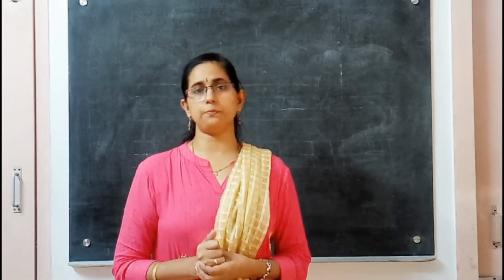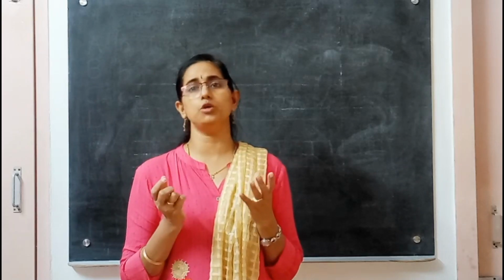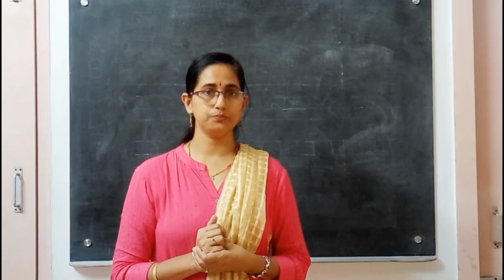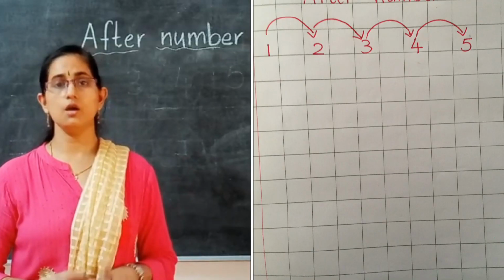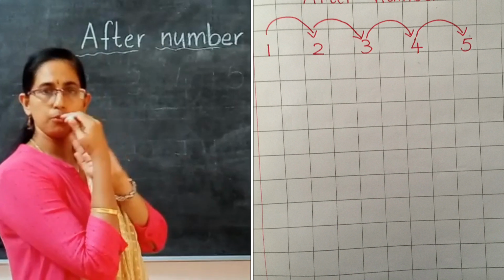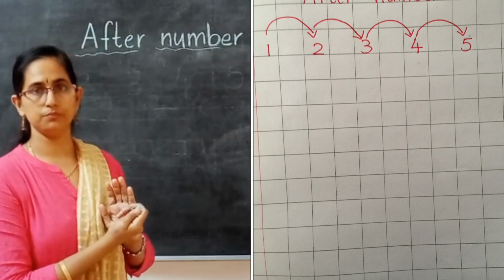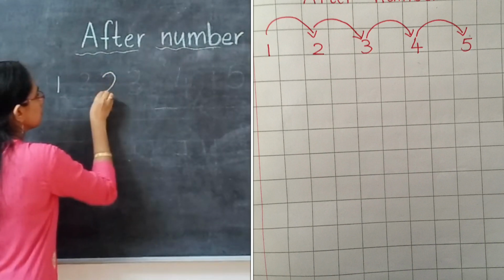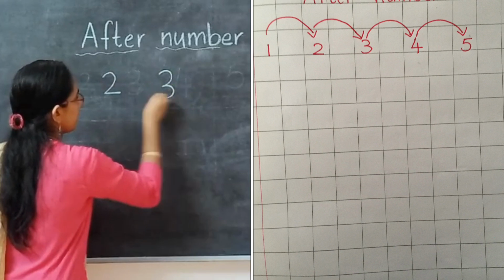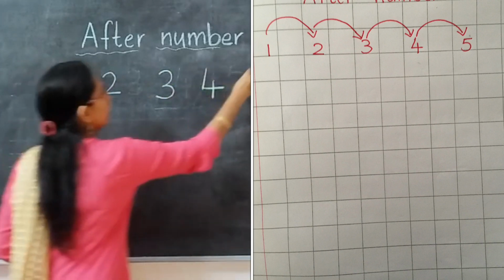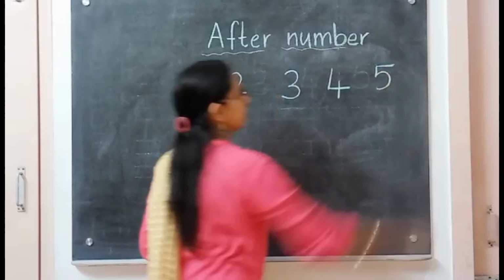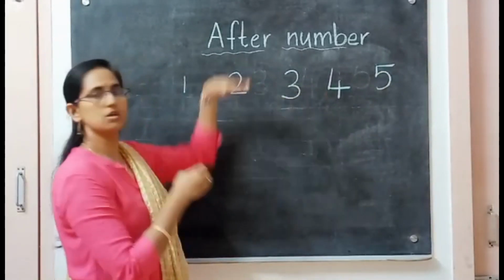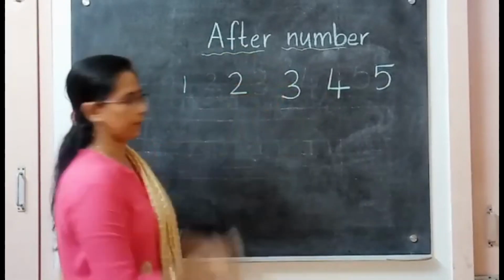Before teaching this concept, please make sure that your child is able to identify the numbers, the number sequence and the number value. Now the second step is, please write those numbers on top of your child's notebook. I'll show you how to do that like this. 1, 2, 3, 4, 5. These are the first 5 numbers. You should write all these 5 numbers on top of your child's notebook.